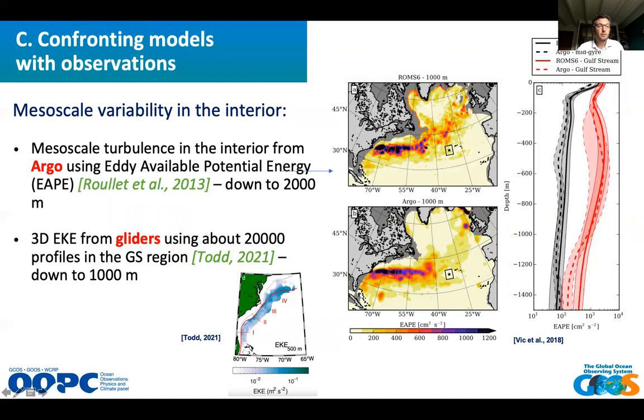More recently, data from the GUIDOS program have also been compiled to come up with the mean and the eddy kinetic energy over the first 1000 meters in this region where the Gulf Stream is flowing along the slope. So this is a very useful dataset that can be used to compare with models.